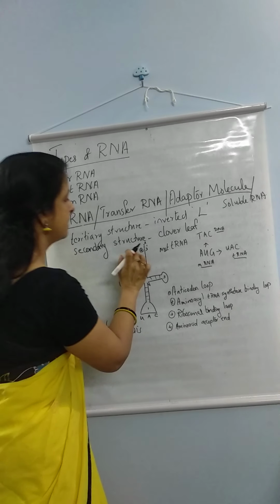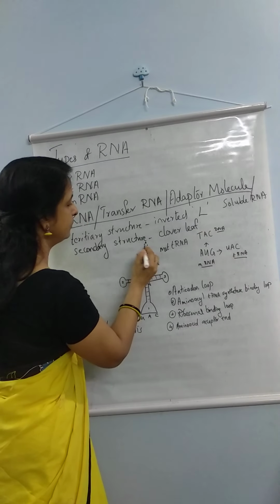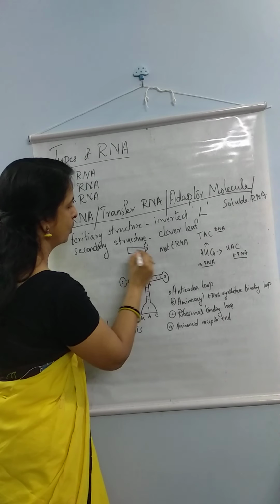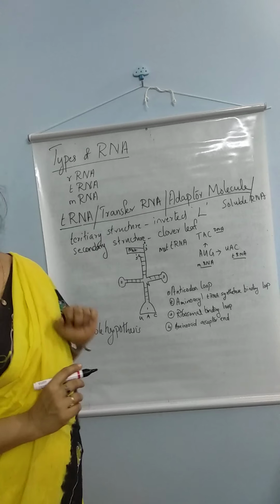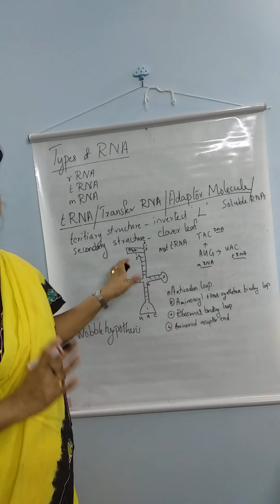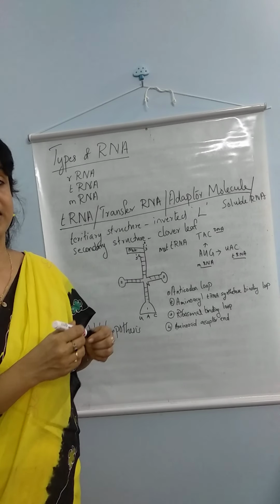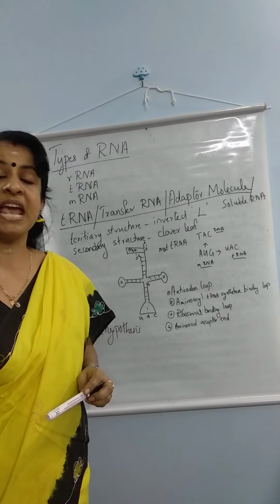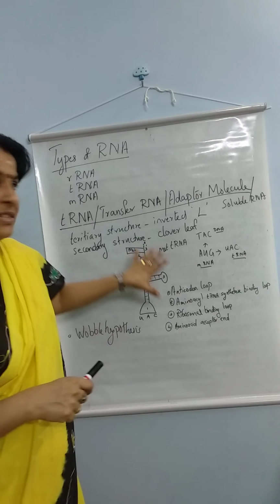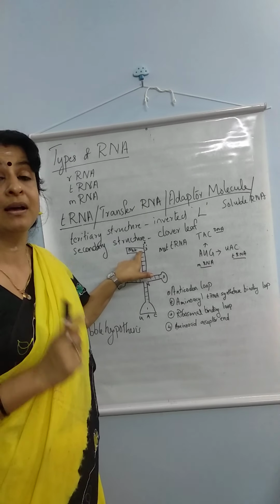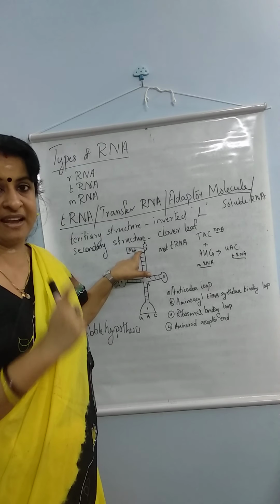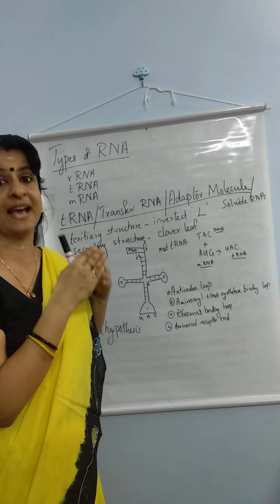So how can we draw? So this is methionine. So methionine is what we bound. Now, what is a charged tRNA? A tRNA having an amino acid attached. When methionine attached here, it became a charged tRNA. That is a tRNA with the methionine amino acid attached to it.